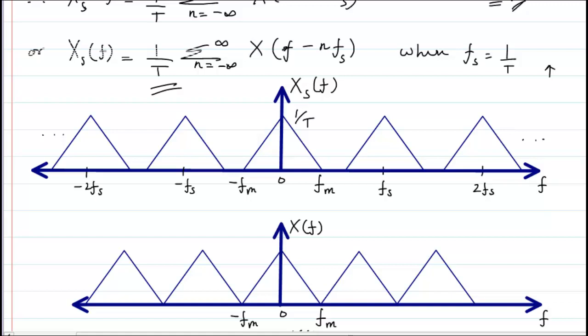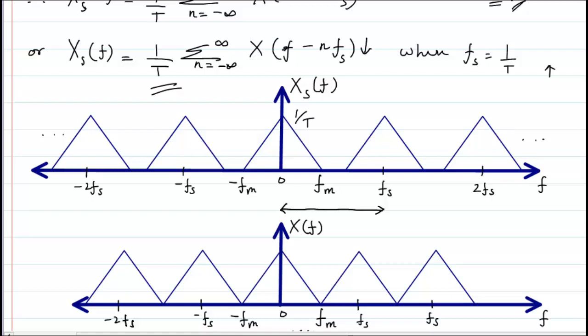Now in this second situation, suppose we select fs such that the two ends of the closely lying spectrum just touch each other. So this is at minus fs, this is at minus 2fs. Then you can see that we have reduced the distance between two closely lying spectrum. And how do we reduce that? By basically reducing the value of fs.